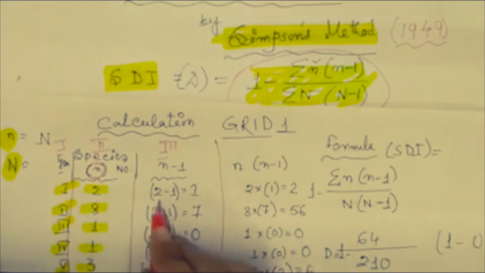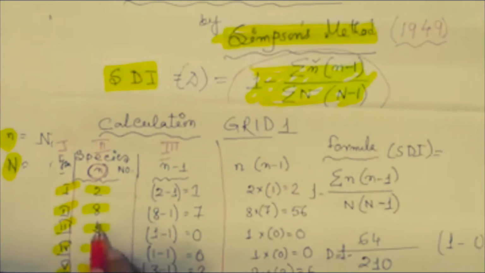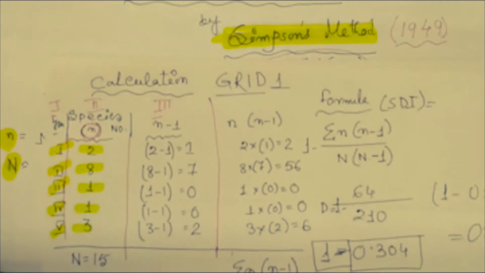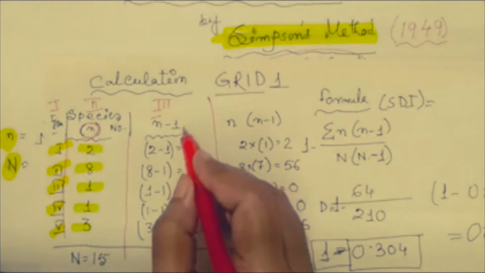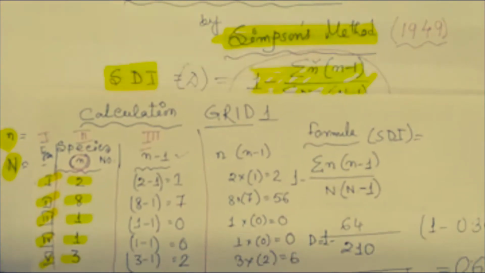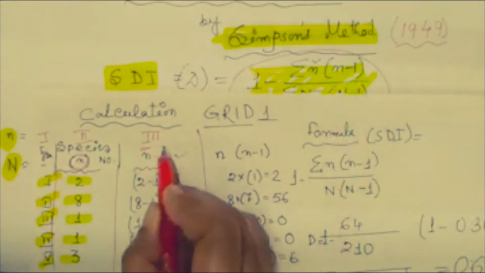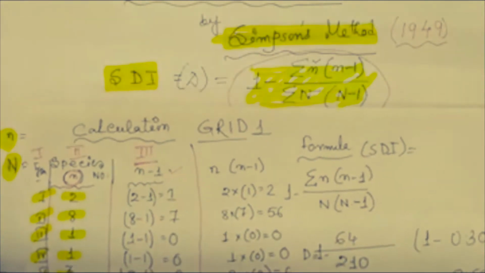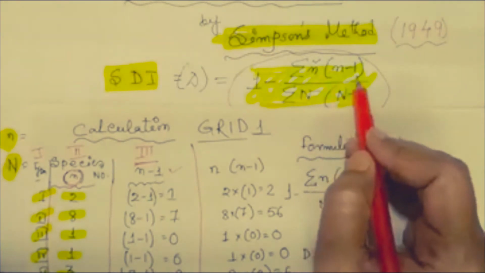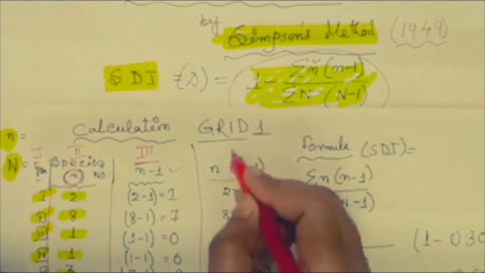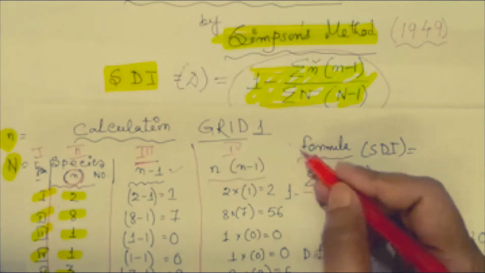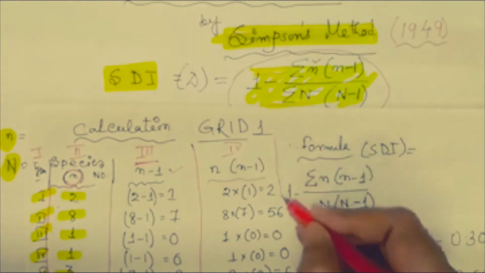If n is 2, then n minus 1 is 1; 8 minus 1 is 7. Then 1 minus 1 is 0, and again 1 minus 1 is 0, and so on. We have prepared this column. The third column is n minus 1, and the next one is n into n minus 1. This is the fourth column.